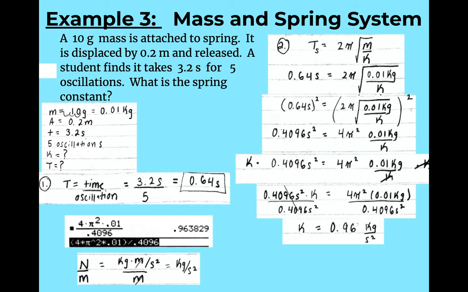But we label K with Newtons per meter due to its definition. The definition of K, the spring constant, is the stiffness of the spring. It describes how much force per 1 meter of stretch is required. So the K we found is 0.96 Newtons per meter. That means it requires 0.96 Newtons to stretch that spring by 1 meter. We determined that using the period of the spring-mass system equation.